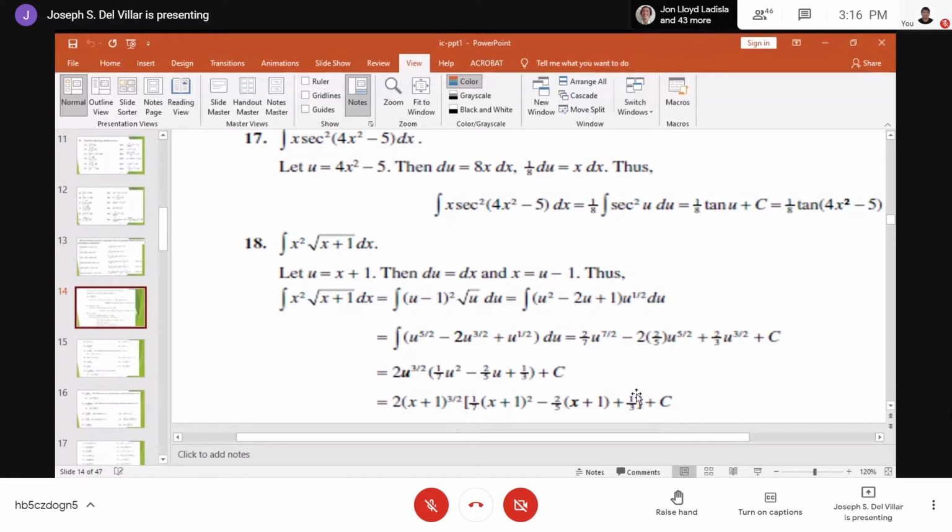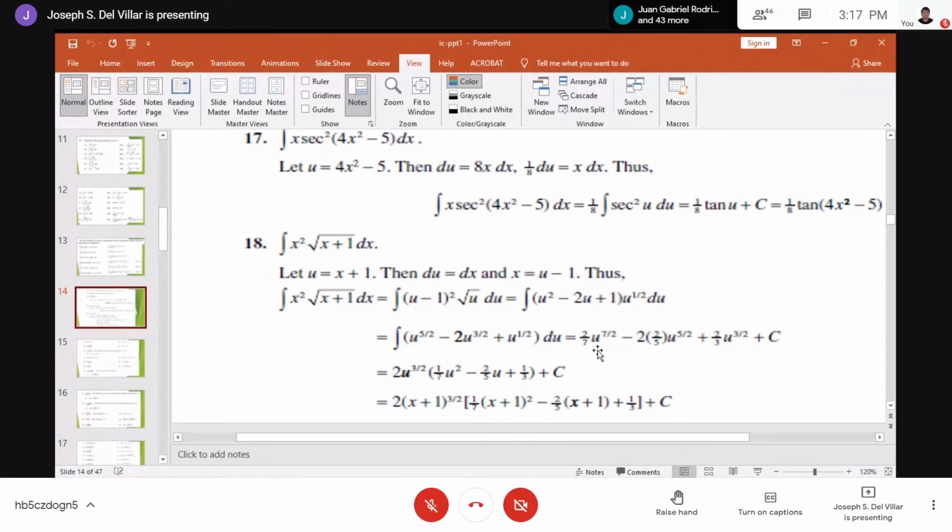Now, actually, kahit hindi nyo na i-factor, dito na lang, i-simplify nyo na lang to. Okay? You simplify this one, ito baga minus 4/5, di ba? Kasi 2 times 2 is 4. So this is 4/5 u to the 5 halves.